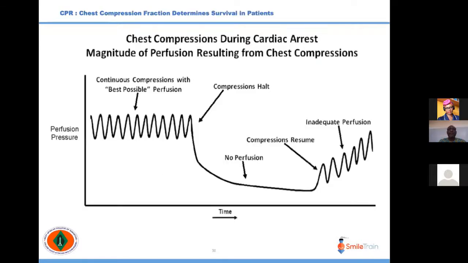When chest compressions are interrupted, it takes a long time to come back to your initial perfusion status. So we avoid interruptions and privilege chest compressions.